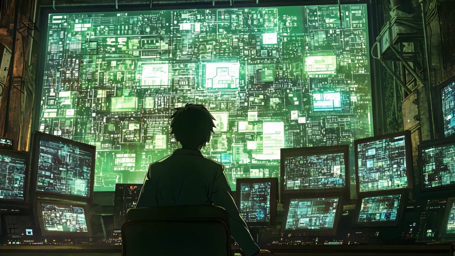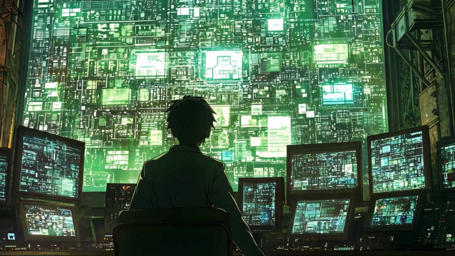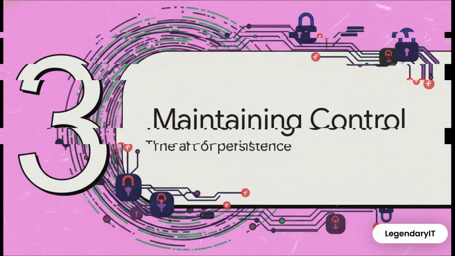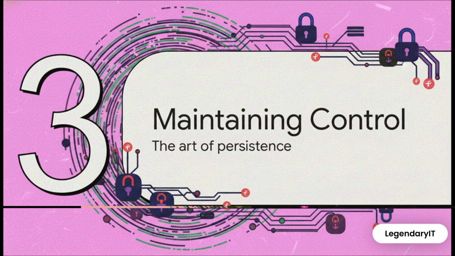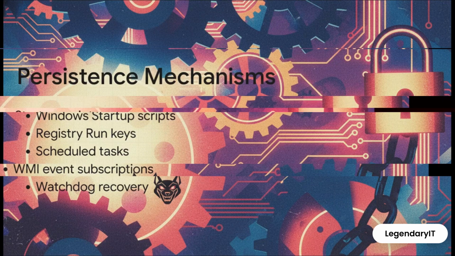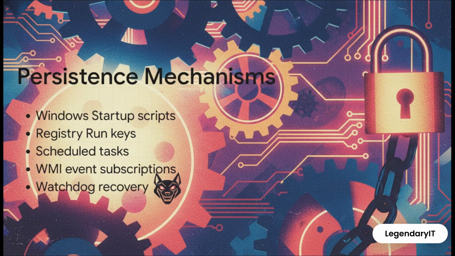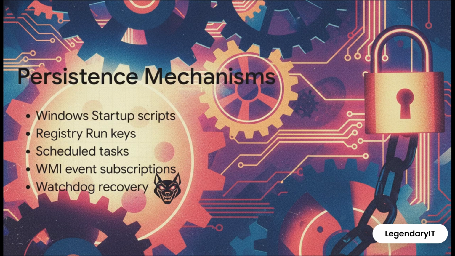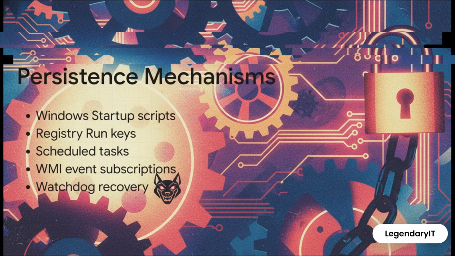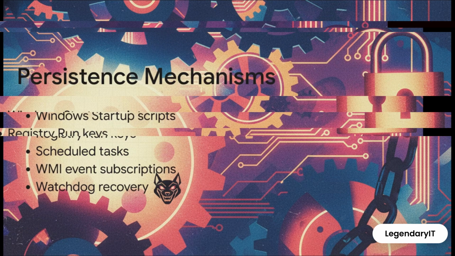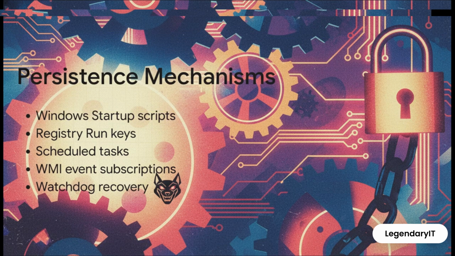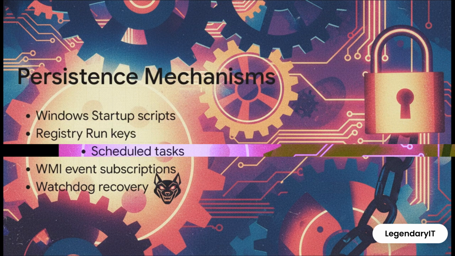Now, Section 3, maintaining total control. Because once DeepDoor is in, its number one priority is making sure you can't easily kick it out. The malware uses an overwhelming array of persistence mechanisms to ensure it survives reboots, logouts, and even attempts by an IT admin to clean it up. It creates multiple redundant backdoors all at once. We're talking Windows startup scripts, registry run keys, scheduled tasks, even WMI event subscriptions.